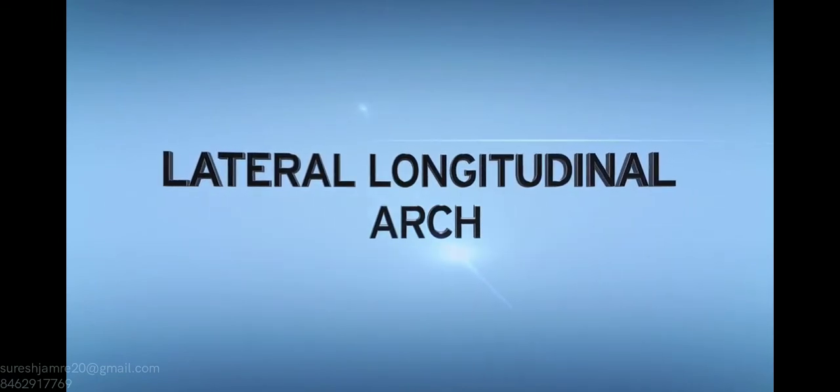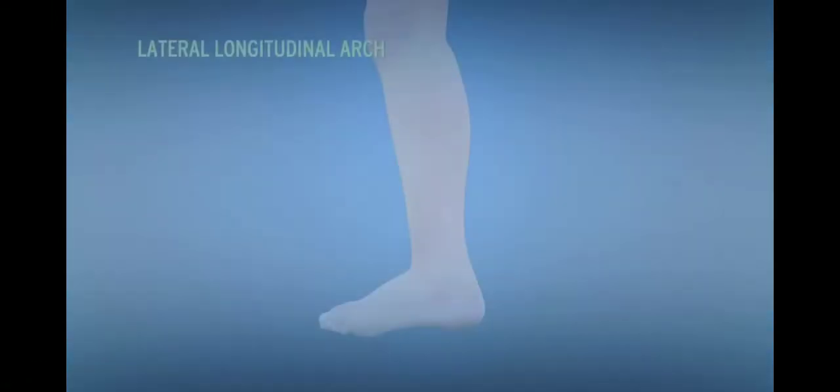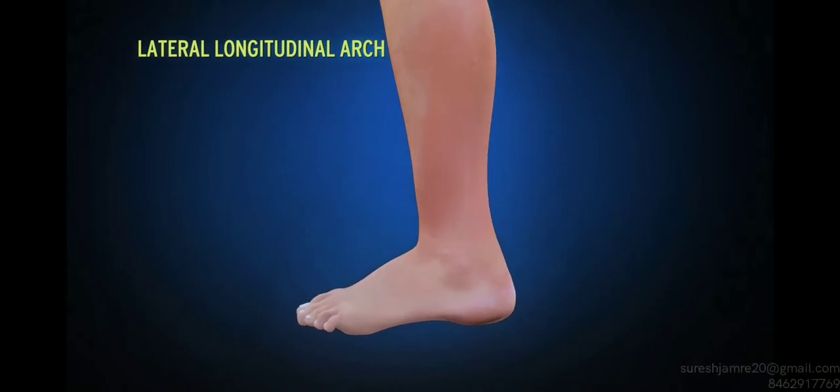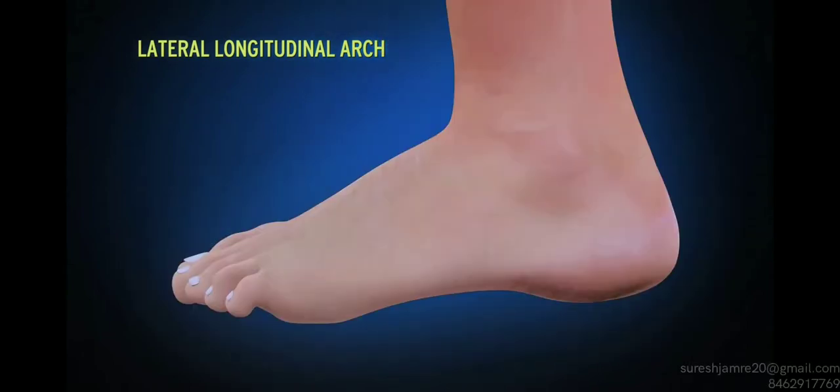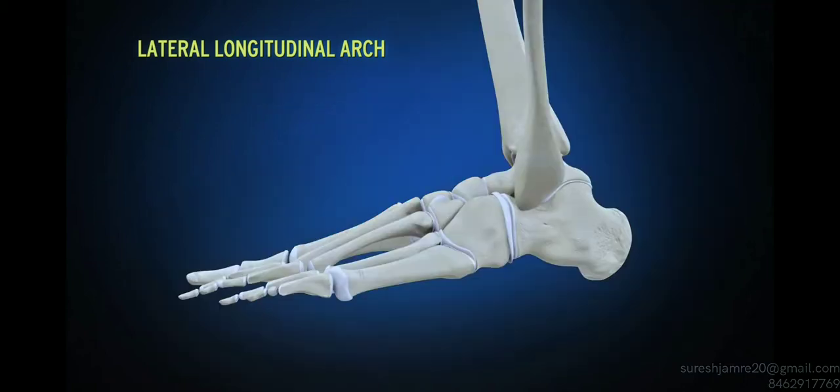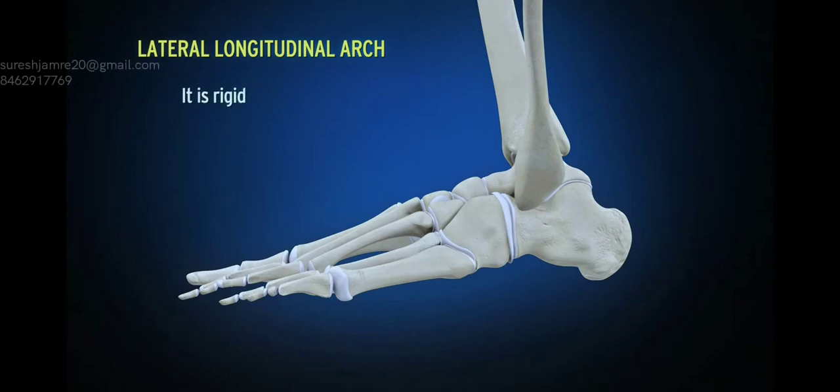Lateral longitudinal arch. It represents the small arc of a big circle. Less number of bones and joints forms the lateral longitudinal arch, hence it is rigid.